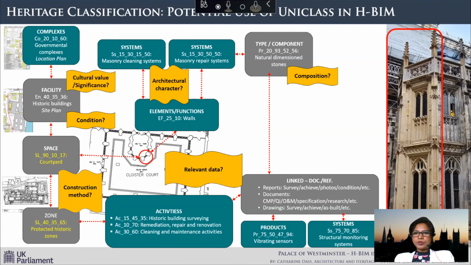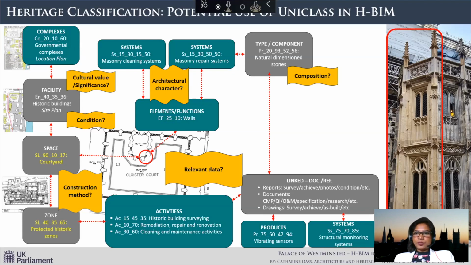Here, it would be useful to include zone, where information about the construction method could be useful. This information could be gathered from the conservation management plan. This will inform the activities that need to take place, which will help in the definition of the scope of works. This information can be included via links.